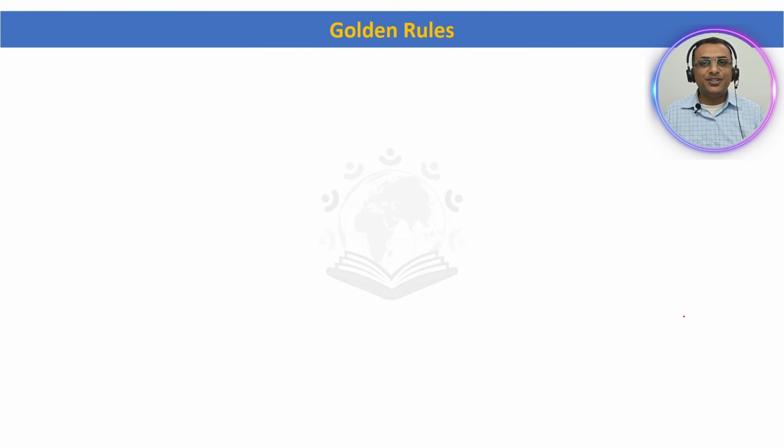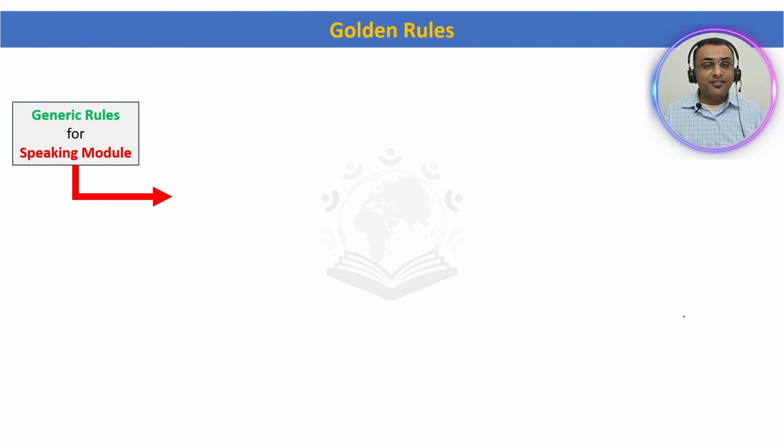It's time to look at the golden rules, the 3 questions that we have already seen: read aloud, repeat sentence, and describe image. First, let's look at some generic rules of the speaking module. This is not just applicable for the 3 questions that we just saw, but also applicable to the entire speaking module.